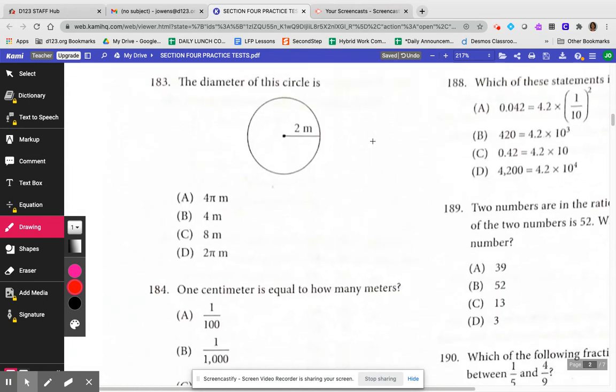For number 183, the diameter of the circle is, so right here, this is the radius of 2. The radius starts at the center and extends outward. So if this is 2, if I were to extend this line, this would be another 2 meters. That would give me the diameter, which would be 4 meters. Diameter all the way across, radius from the center to the edge of the circle.